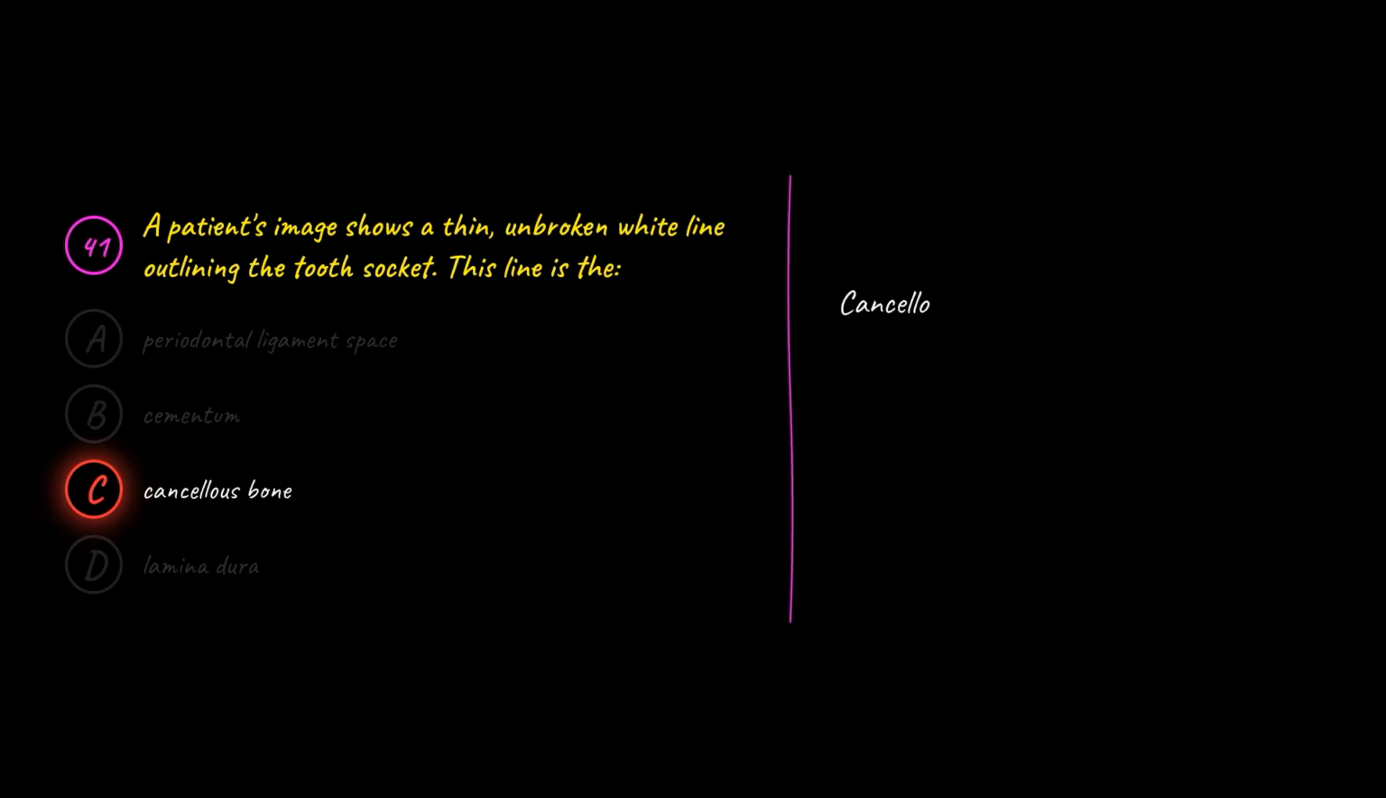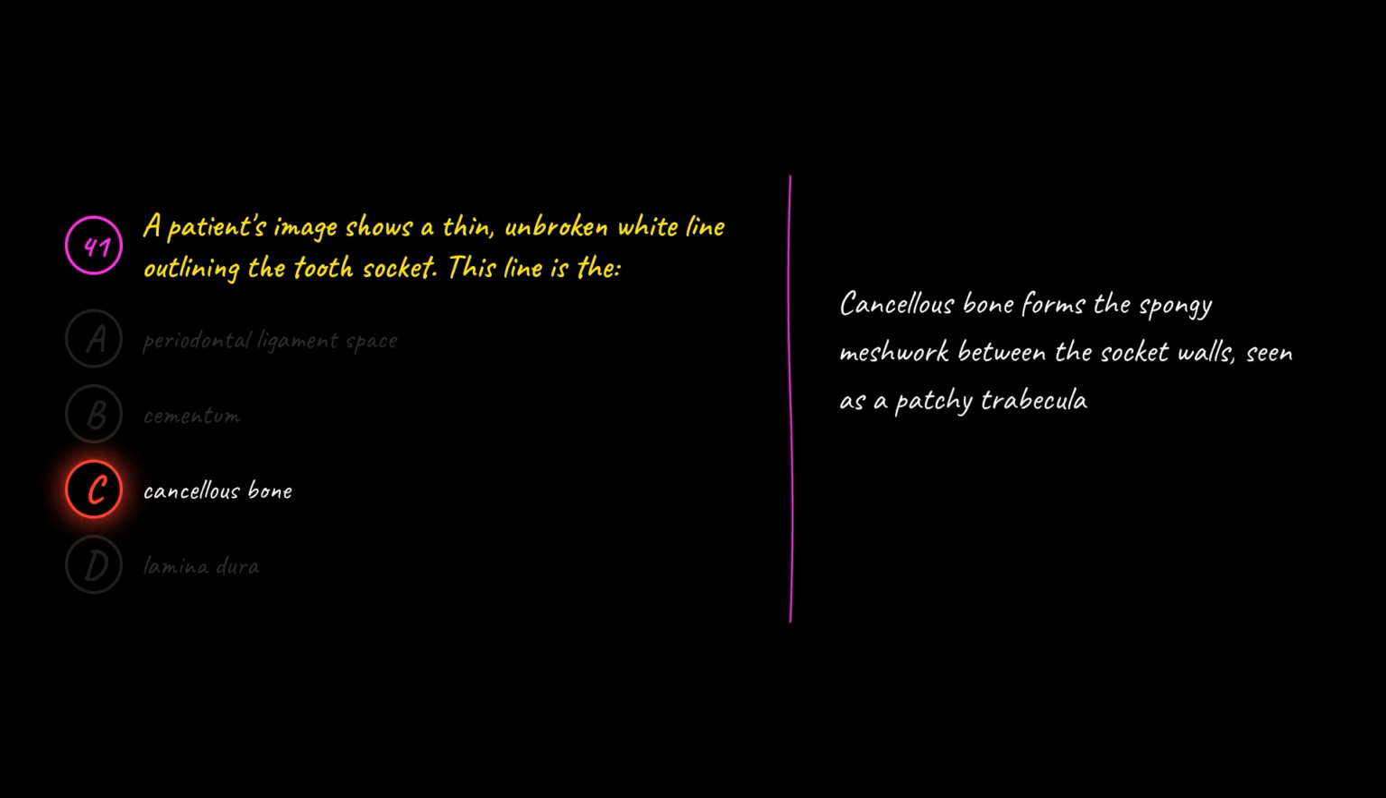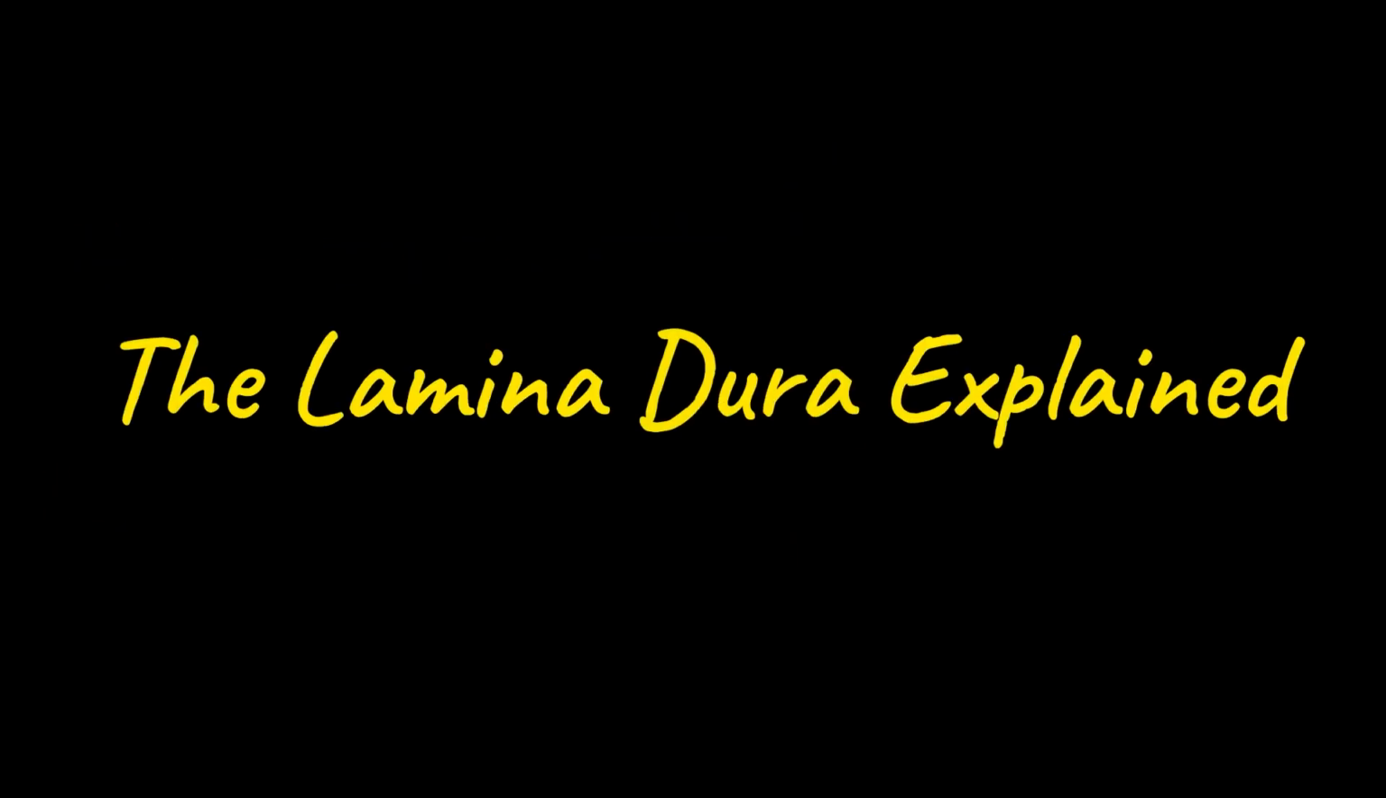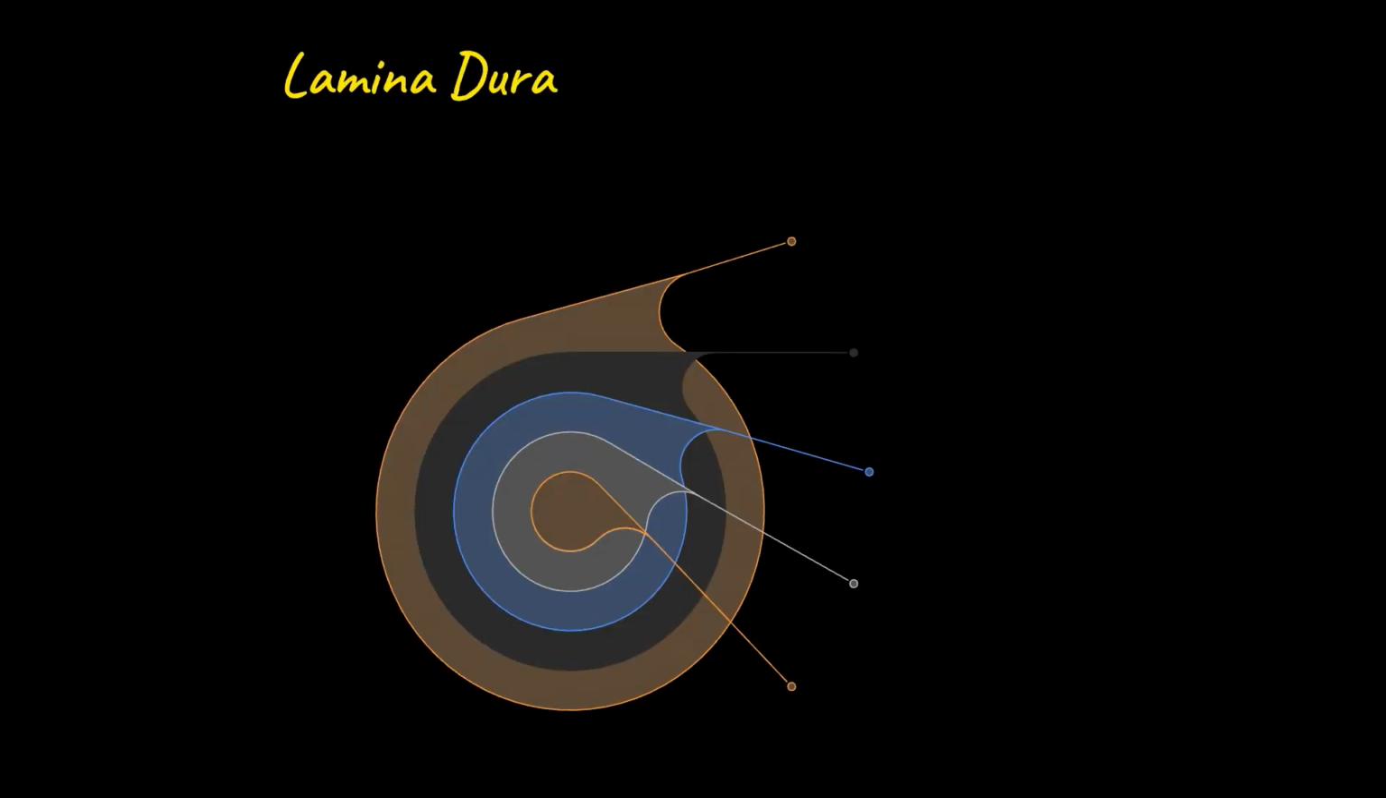C is wrong because cancellous bone forms a spongy meshwork between the socket walls, seen as a patchy trabecular pattern. It is not the crisp continuous outline that frames the socket edge. The lamina dura is the thin layer of dense cortical bone that lines each tooth socket. Understanding what it looks like on a radiograph, and why, is the key to using it as a diagnostic landmark.